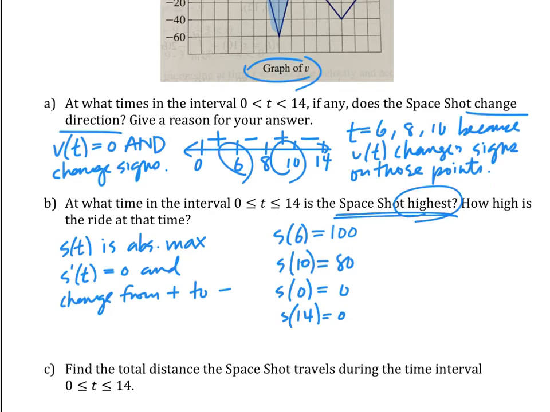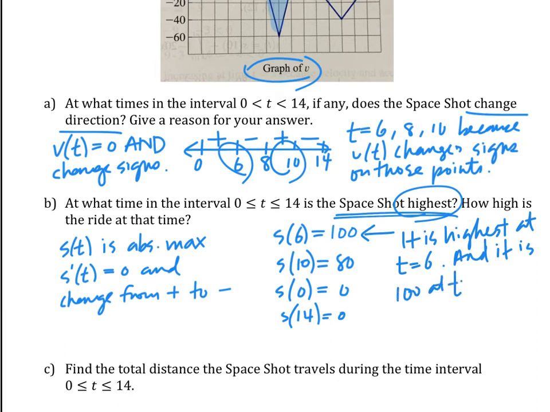Okay, so based on these numbers, you can see when it is highest. So you would say it is highest at t equals 6, and it is... what is this? I don't think it gave us a unit. It doesn't give us a unit, so it is 100 at t equals 6.